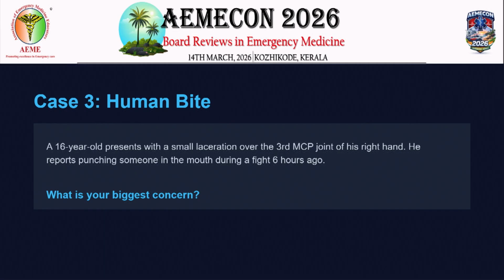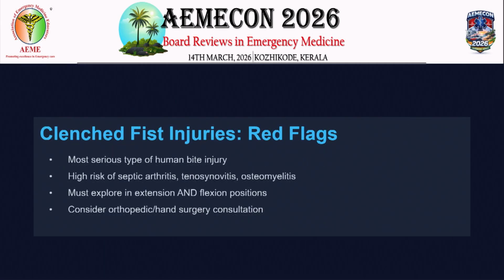So correct. Any mammalian bite which happens on the hand, especially a human bite, definitely requires antibiotic coverage. The clenched fist injuries are very high red flag injuries because these are a more serious type of human bite injury. They have a very high risk of septic arthritis of the small joints of the hand and should be explored, sometimes in extension and flexion position, to see whether the joint is involved or not. This is one of the indications where we should consider an opinion from orthopedic or hand surgery consultation, whichever is there in your department or system who looks after these injuries.